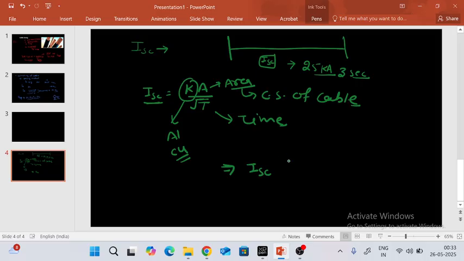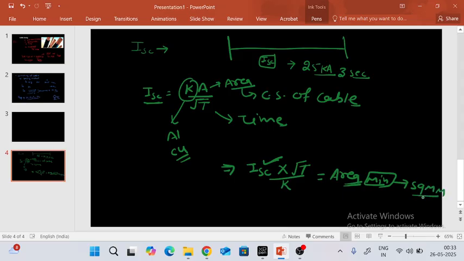We know this ISC for a particular system. To calculate the area: area equals I multiplied by root T upon K. So this is the minimum area of the cable. Area means cross section area, that means SQMM of the cable. We have to keep this in mind.